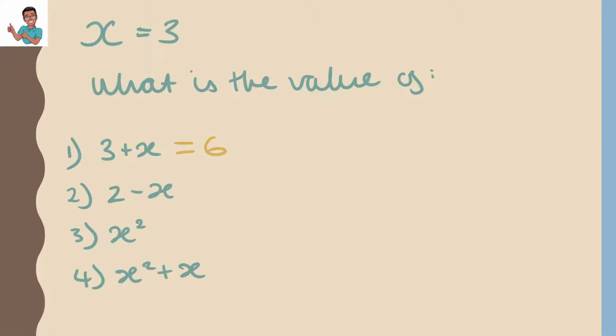Let's have a look at the second one, 2 minus x. So we will write 2 minus brackets 3. 2 minus 3 equals minus 1. So the value for this expression is minus 1.